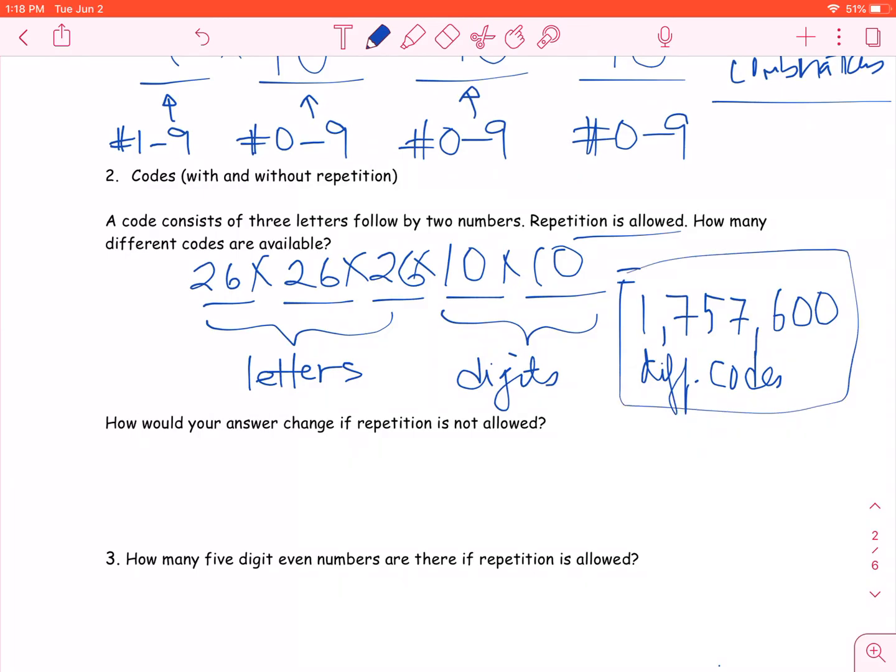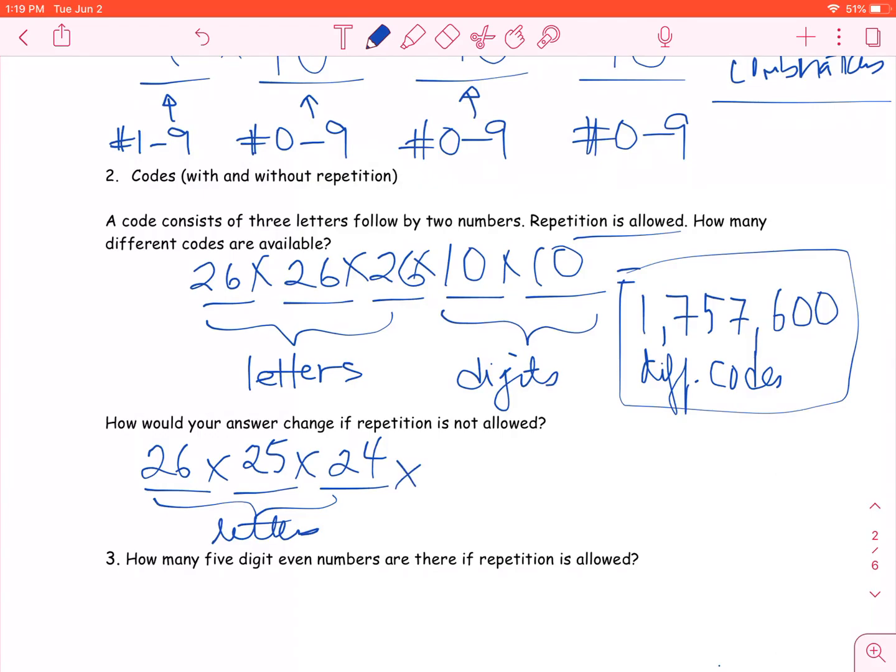Now how would your answer change if repetition is not allowed? Well, that's simple, right? Again, our first 3 were letters. At first choice, we have 26 letters. Now that we've used that 1 letter, we now have 25 letters, and then 24 letters. And the same thing applies with our digits. At first choice, we have 10 digits, and when one is used, it is then 9 digits. So in that scenario, we would have 1,404,000.